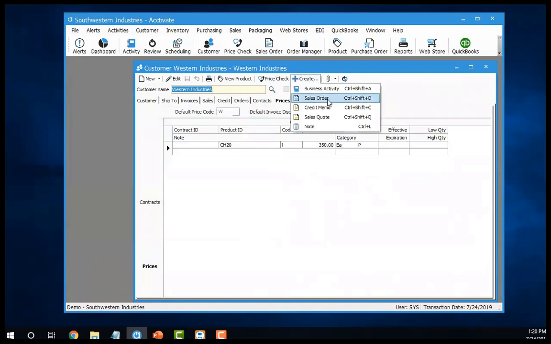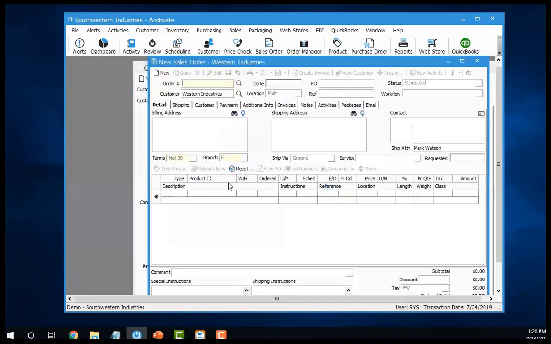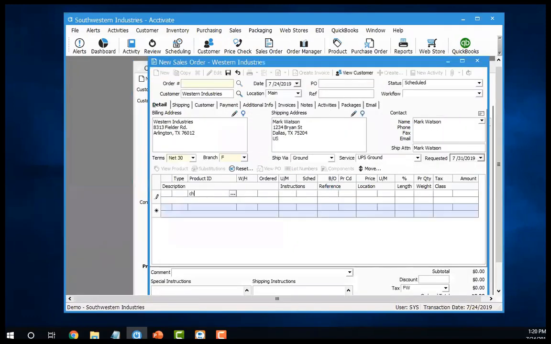So now, when I make an order for this customer, the price populates as 350, and this price code is not using the W, it's using our exclamation point here. So this is an example of the pricing hierarchy.